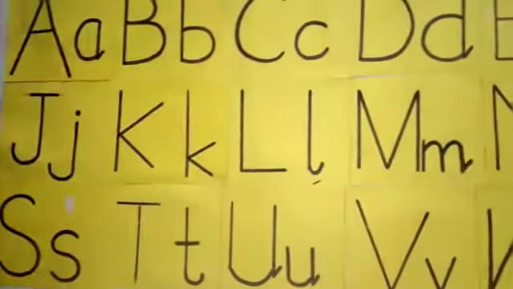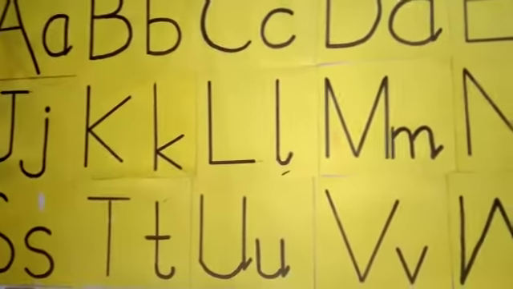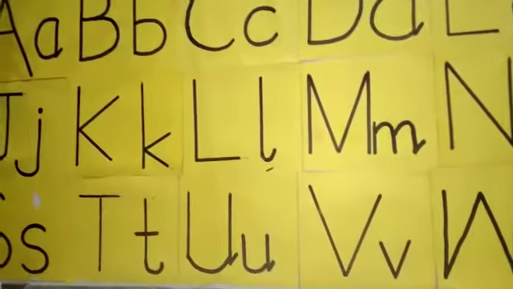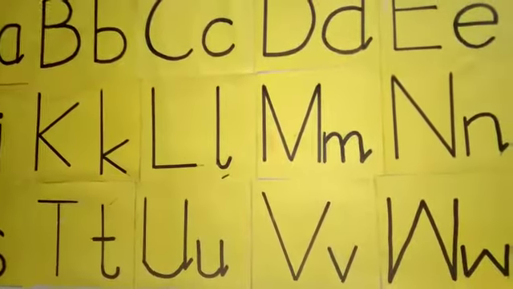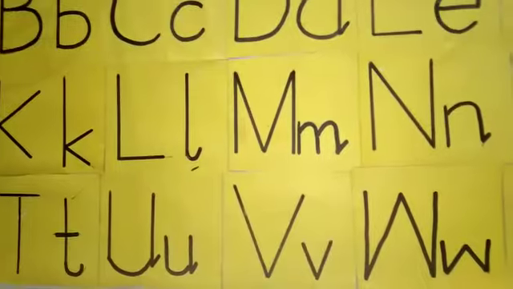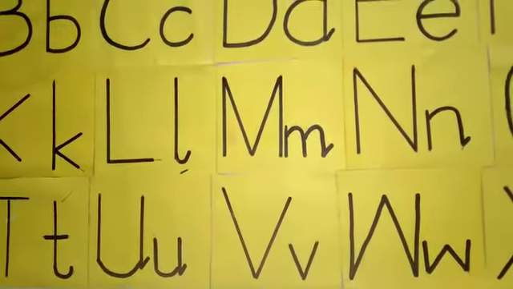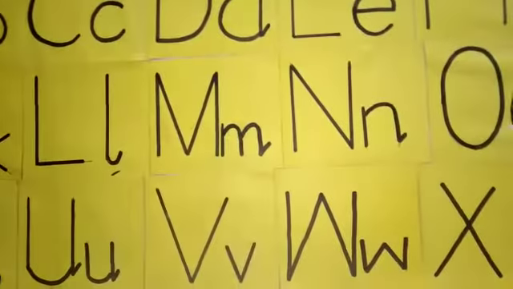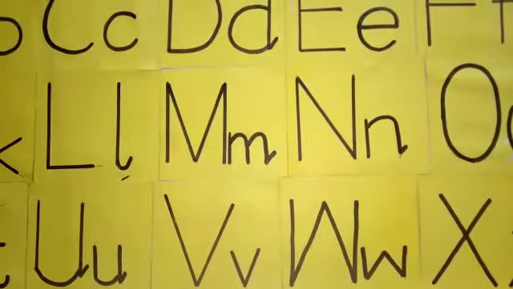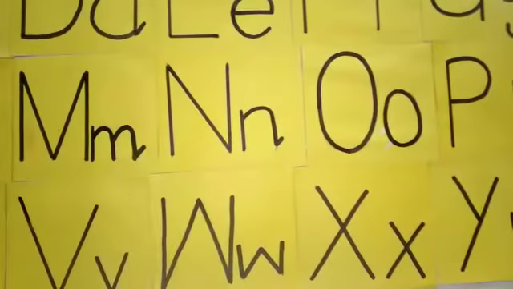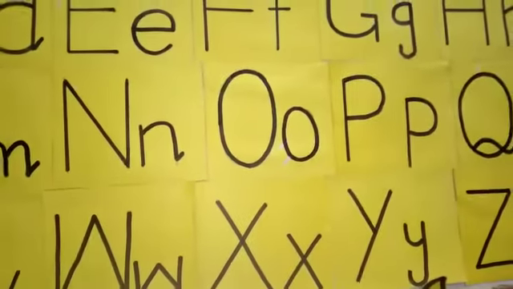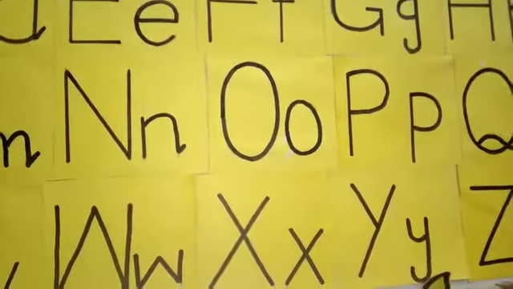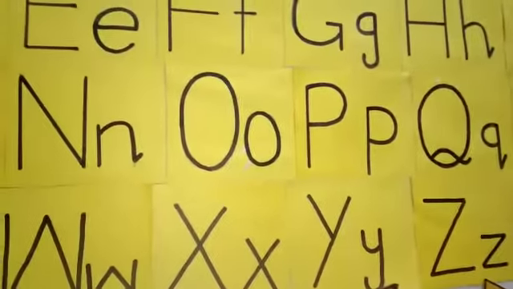J is for juice, juice. K is for kangaroo, kangaroo. L is for line, line. M is for monkey, monkey. N is for nose, nose. O is for octopus, octopus. P is for pear, pear. Q is for question, question.